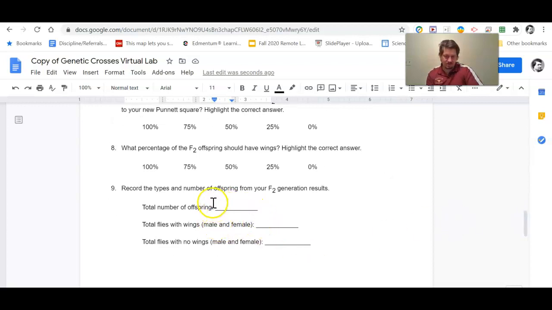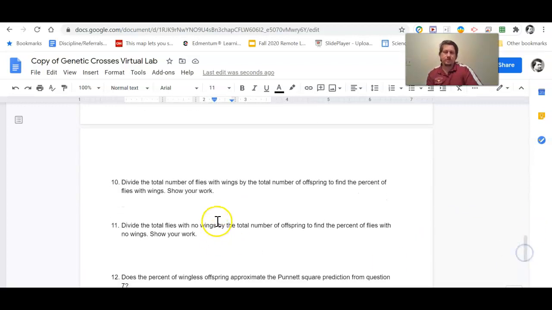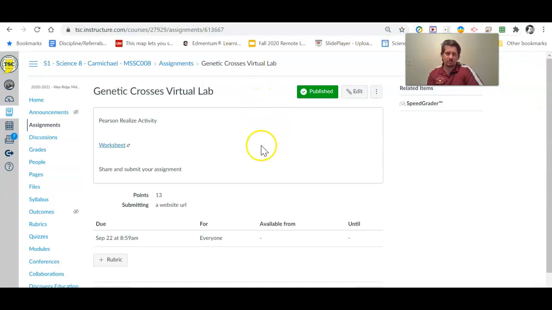After you run the second cross, you're going to get the total number of offspring. You're going to write that number here. Total flies with wings, male and female, right here. Without wings, male and female, right there. A little bit of math. A few more questions. Okay? Again, make sure that you share the document with me. You'll also submit it through this. Okay?